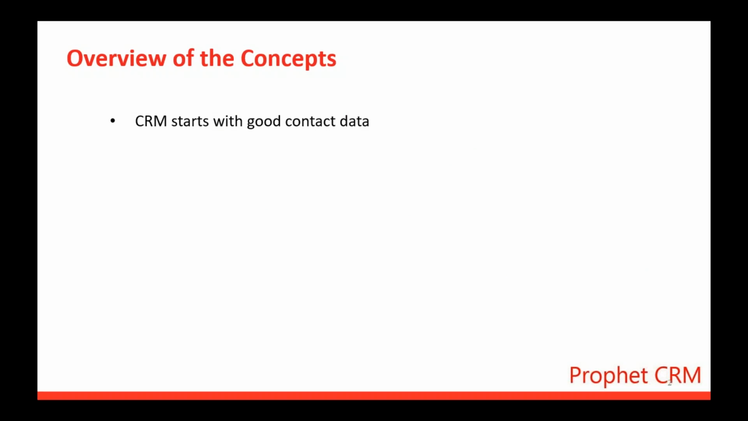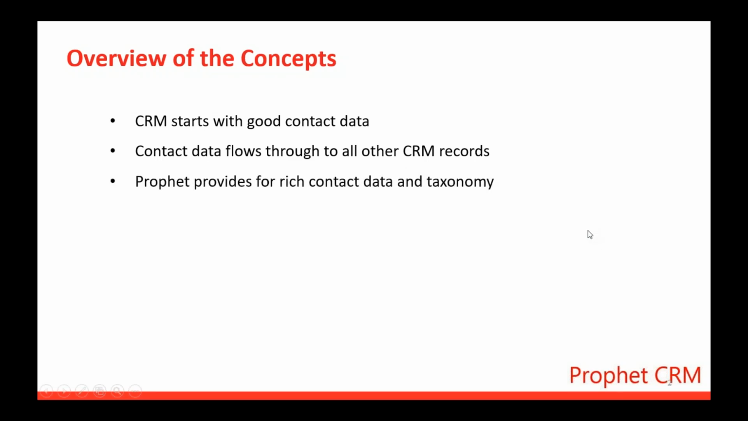The concepts that we're going to go through today start with understanding why this is so important. One of the main reasons is that good CRM data starts with good contact data, and there's a variety of reasons for that we'll cover. But one of them, very importantly, is that the contact data flows through all the other CRM records. So simply by creating a useful, clean contact, you'll find that the rest of the data is enhanced and automatically populated, especially in the company record, as you'll see.